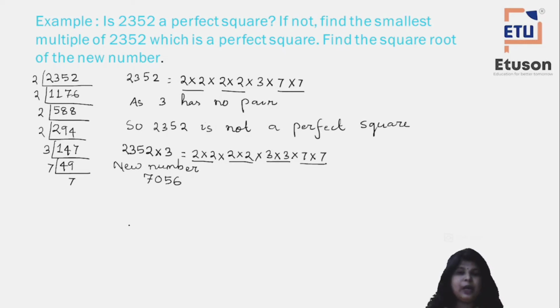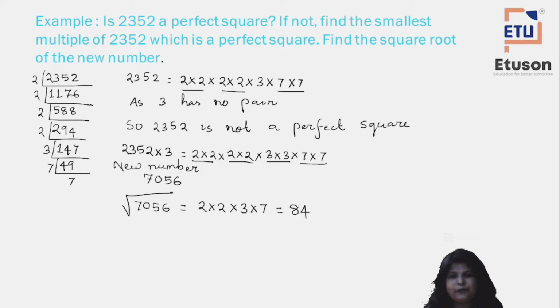Okay? So now you have to find out the square root of it. It's very easy. Already you have got the factors for it. So the square root of 7056 is nothing but you have to take one number from each pair. So 2 into 2 into 3 into 7. So 4 into 3 is 12. 12 into 7 is 84. Correct or not? Hence, the square root of the new number is 84. Correct?